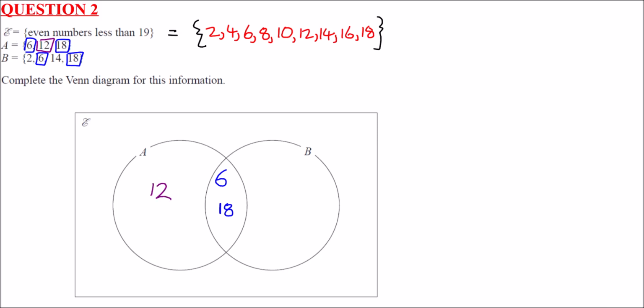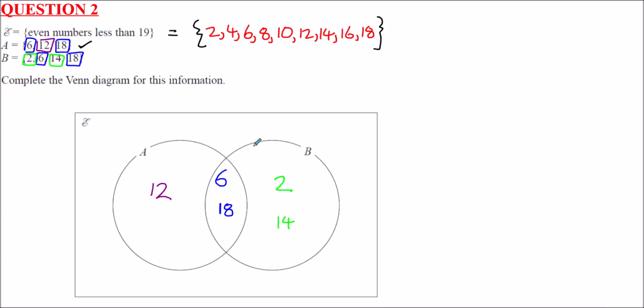We've now done all of region A. We've put all the numbers in, so we don't need to do any more with this one. Circle B, though, we need to include a 2 and a 14. So the 2 and the 14 go here and here. So we've got most of the numbers less than 19, all the even numbers less than 19, but there's still a few which we've not got yet.